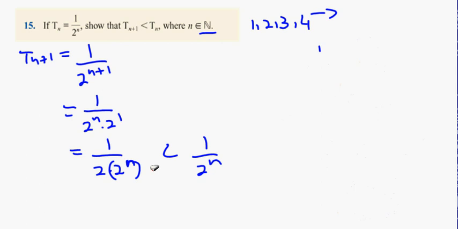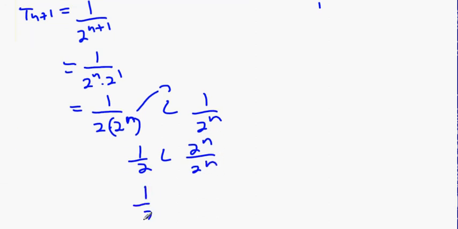Now what we can be assured of is that 2 to the power of n is definitely a positive number, so we can just cross multiply it. Okay, so we're going to get a half is less than 2 to the power of n over 2 to the power of n, and what we get is a half is less than 1, and this is true. Okay, so we know that T of n plus 1 is smaller than Tn.